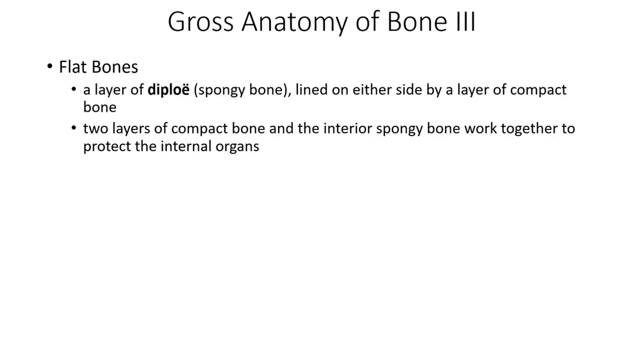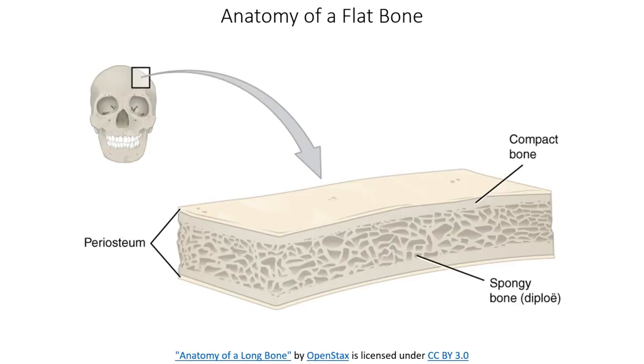These two layers together work to protect certain internal organs. This is what the bones of our skull are made out of, flat bones. There are a couple others in our body, like the sternum, but most of the time this is where we find them, in the skull. We still have that periosteum on the outside of this bone, serving as an attachment point for other connective tissues, as well as helping with remodeling, repair, and growth of these bones. And then you can see these layers of compact bone sandwiching that layer of spongy bone in between them.